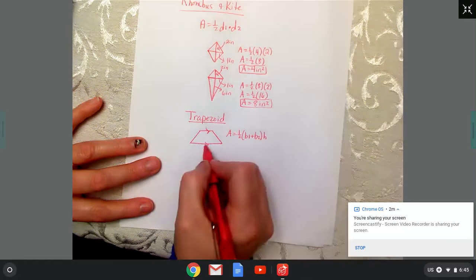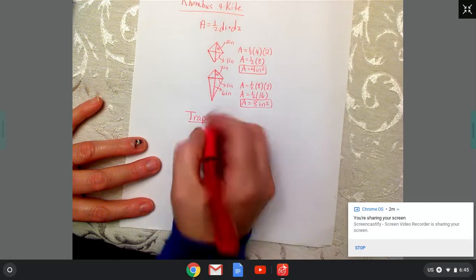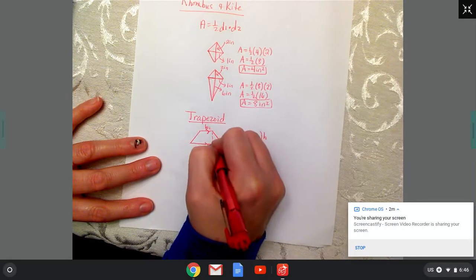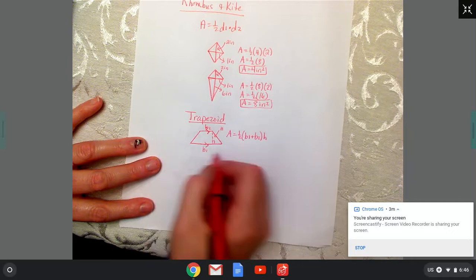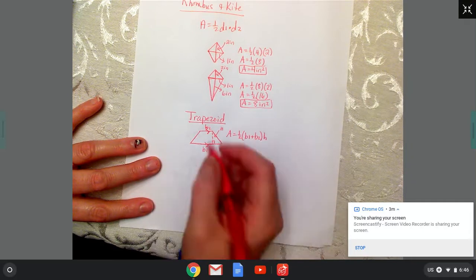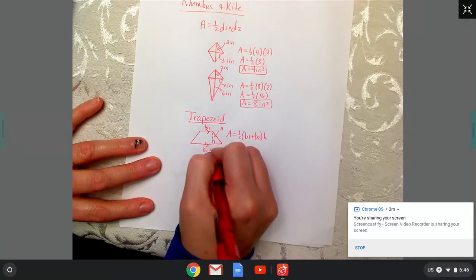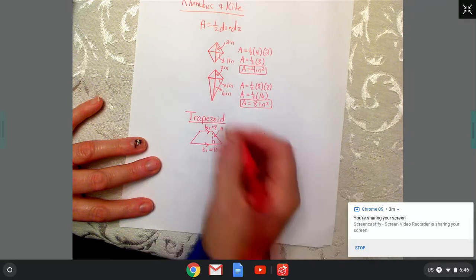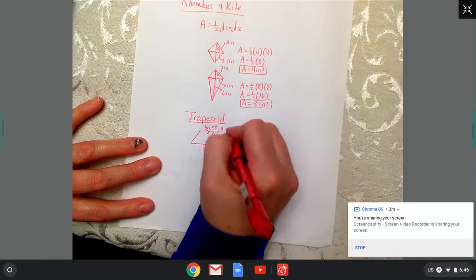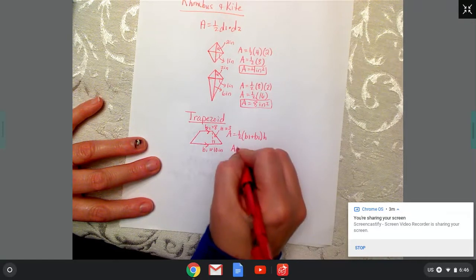So your bases are here. This could be like base 1, base 2. They should show you a height down the middle. So that could be your height. Okay, so on this one, if we're doing this example, maybe base 1 is 10 inches. Base 2 could be 8. And maybe the height might be 3. So that would be this.